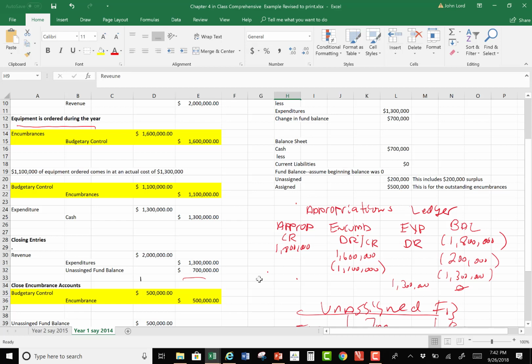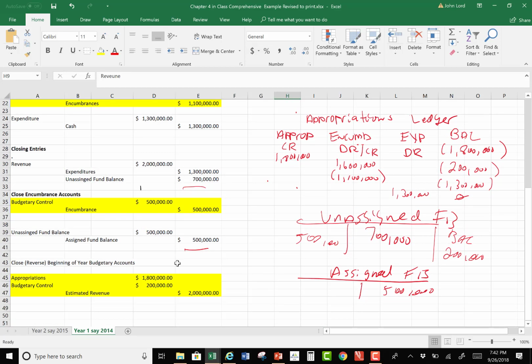Then I have to close my original beginning of the year budgetary entry. You always close this, don't you? At the end of the year. So you credit the estimated revenue for 2 million. You debit the appropriations for 1.8 million. That's simply reversing the beginning of the year entry, isn't it? And I go ahead and I debit budgetary control for 200,000. Is my budgetary control zeroed out? 1.8 credit, 1.8 debit. That's also closed out now.